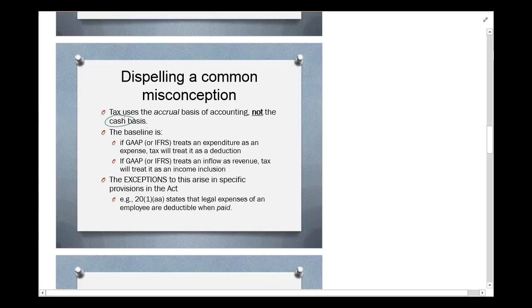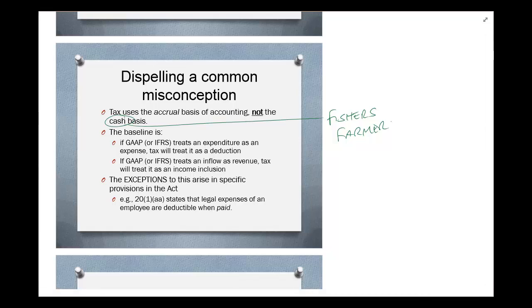There are cash basis things. We're not saying they're not, but it's like fishers and farmers. I know I'm not using the right term there, but anyway, farmers and fishermen, I think that's the proper term. They can use the cash basis. They can, but that's about it. And there are definitely some provisions that say you cannot use accrual in this particular case, and the language is very clear, and it says when it's paid. But that's generally the exception. So if GAAP says it's allowed, or GAAP says it's an expense, then tax says, okay, deduct it.